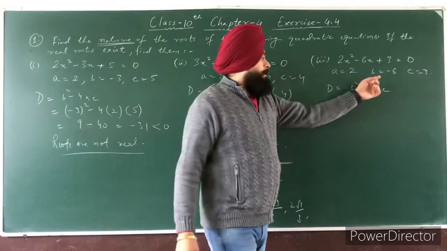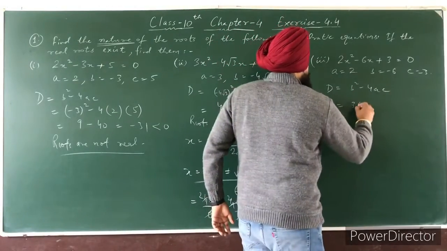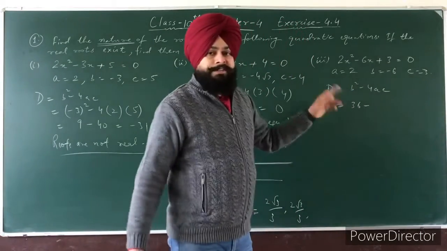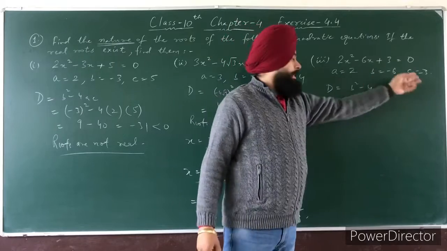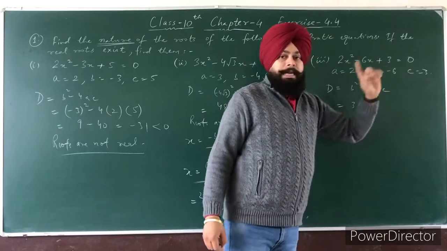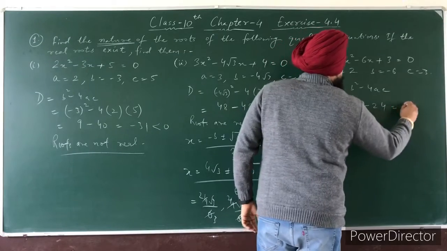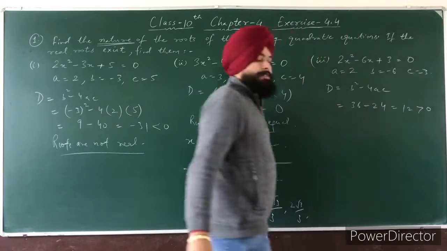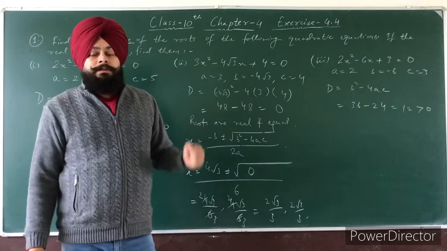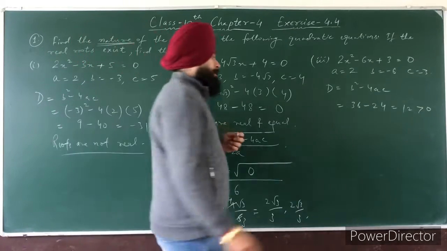Discriminant: b is here minus 6. So minus 6 square is 36. Now it is minus 4ac. Value of a is here 2, c is 3. So 2 3s are 6 and 6 4s are 24. So 36 minus 24 is 12. Now 12 is what? It is greater than 0. Now the nature is real and distinct.